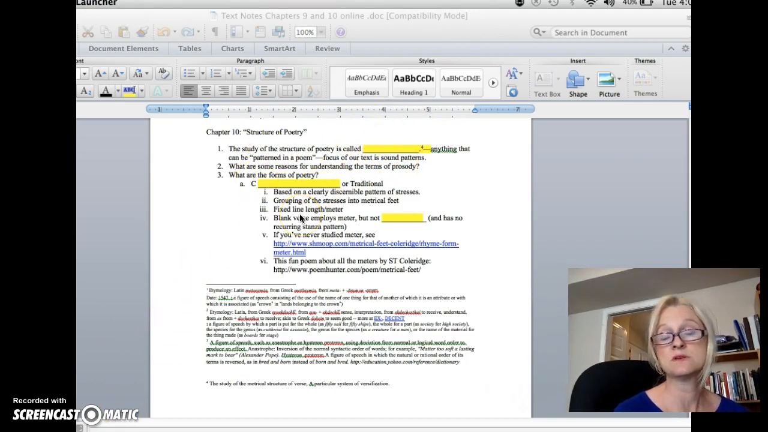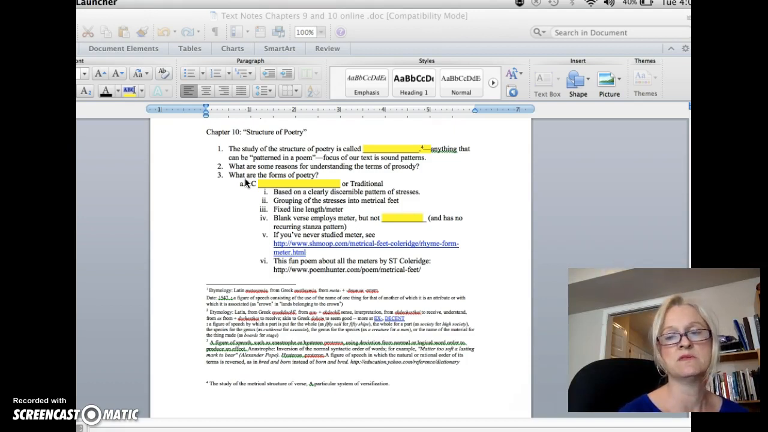So what are the forms of poetry? According to your textbook, we can pretty much divide all poetry, and you know how I feel about neat divisions, so these are not going to be that neat. But we can pretty much identify poetry into conventional, or traditional poetry. And conventional or traditional poetry is old.